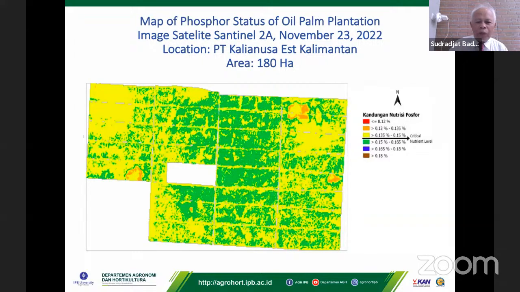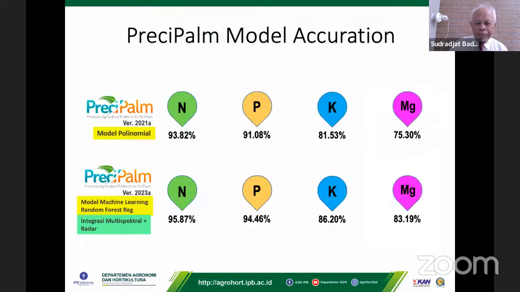Same with the phosphor and also for the potassium. This is the principal model accuracy. The first model version 2021, the nitrogen with the accuracy is 93%, and the new version 2022 is increased, become 95%. We still have to work more to increase the accuracy for magnesium and for the potassium.